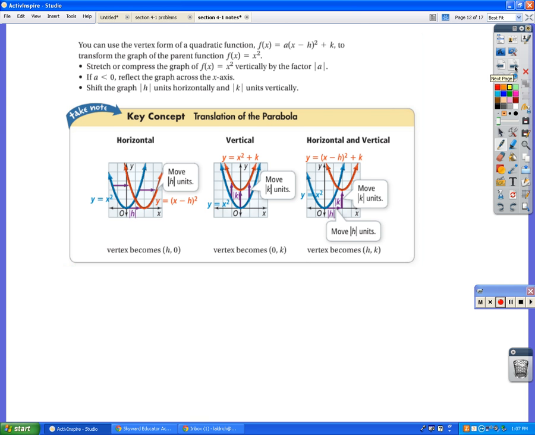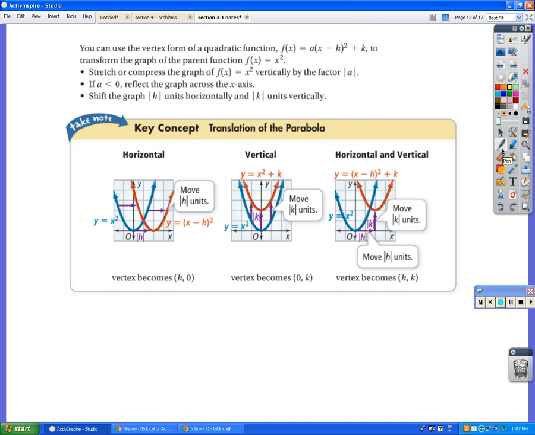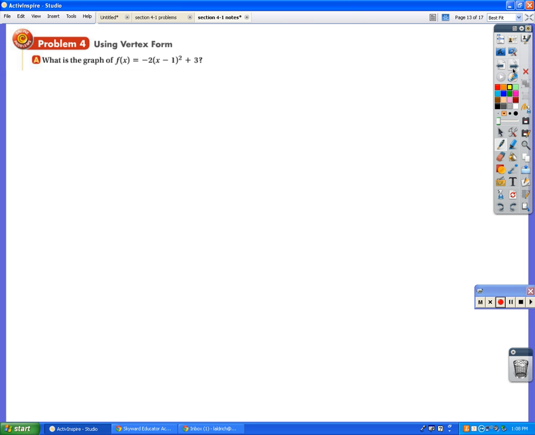So here is all that stuff in summary. What we've been working with is the vertex form because the h and the k tell you what the vertex of the parabola is. The number in front stretches or compresses the parabola. If it's negative, it flips it over the x-axis. And then h tells you how far it goes side to side. K tells you how far it goes up and down. So that just kind of summarizes what we just did. The translation of the parabola.